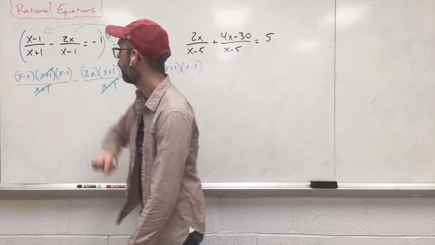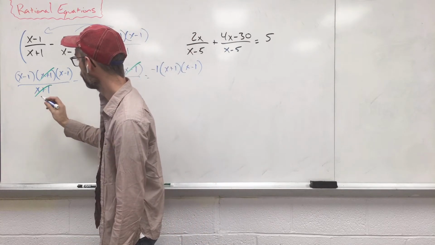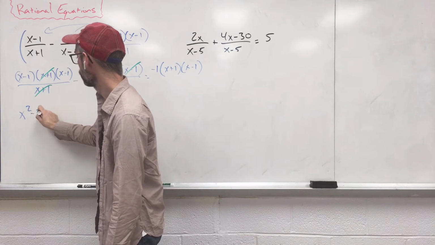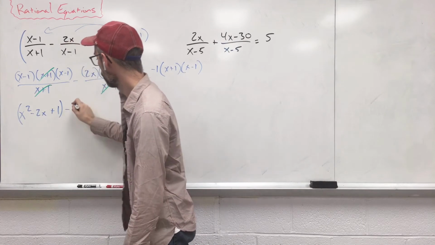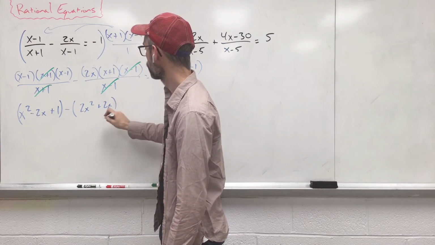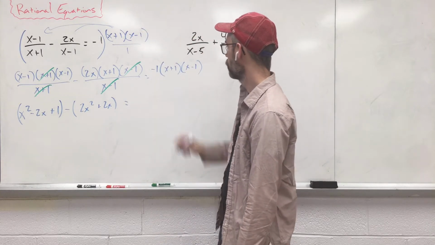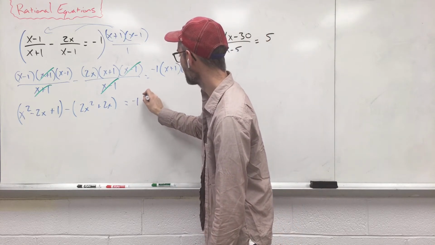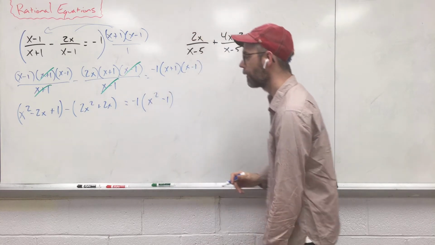So here I have binomials, both the same. So when I distribute, I end up with x squared minus 2x plus 1, minus the group 2x squared plus 2x, equals, now we have special groups here, so something neat happens. We're going to have negative 1 times x squared minus 1. Remember, things cancel out there.